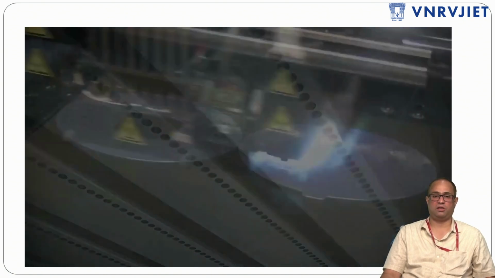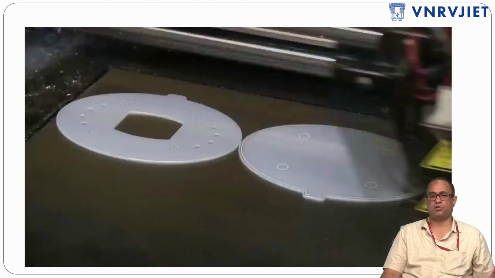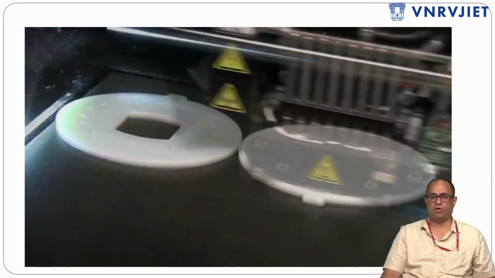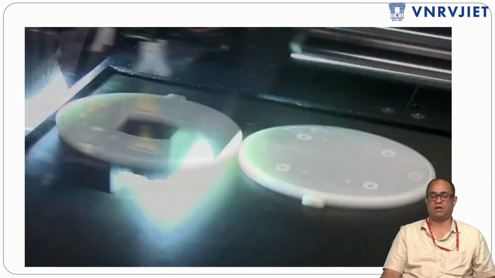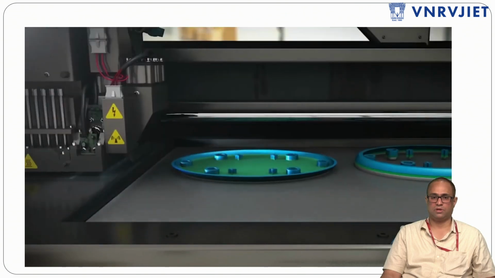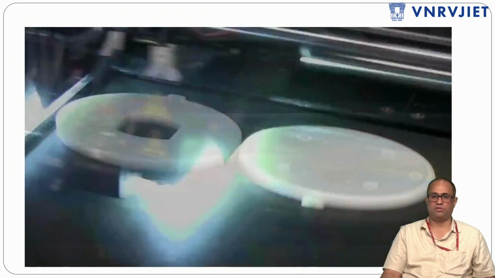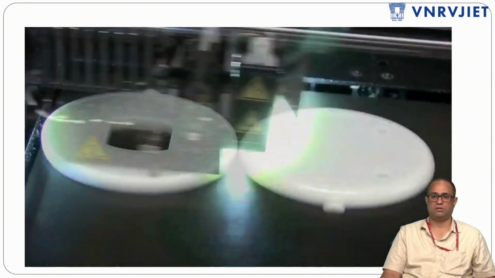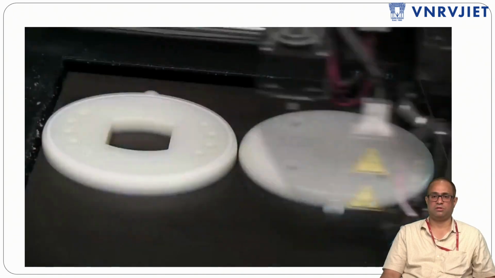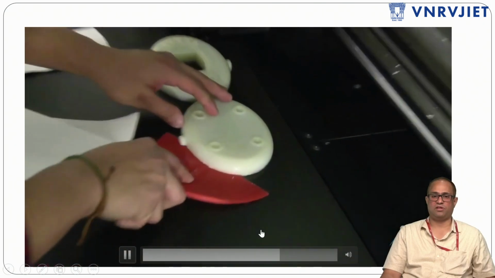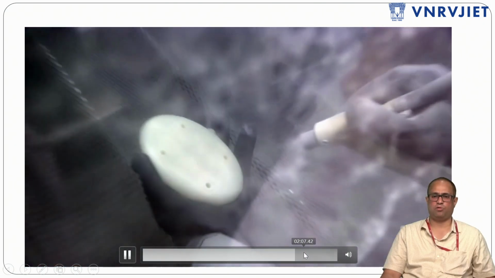So this is the main difference between binder jetting and polyjet. There the liquid binder is jetted, and here the photopolymer liquid is jetted and cured by the UV light. This is the key difference. As soon as every layer is deposited, the build platform moves downwards. After that, the part is removed, and then additional post-processing is done outside.